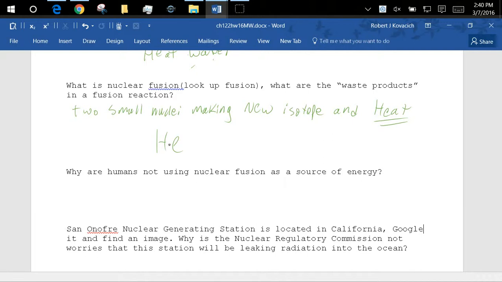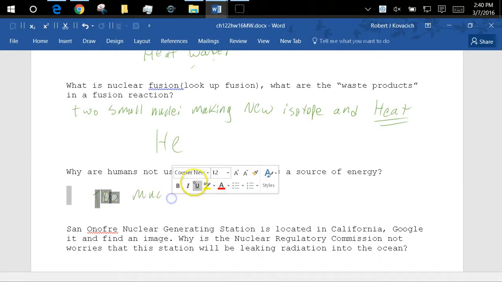So how come humans aren't using this nuclear fusion if all I get is helium and heat? It was too much. Yeah, too much heat. Is there like cold fusion?